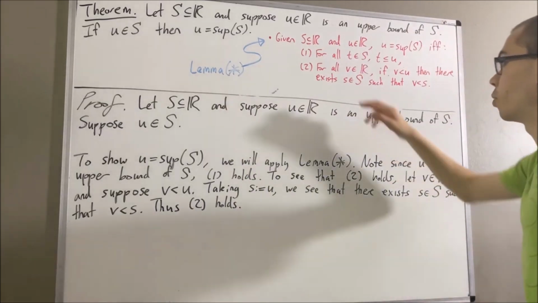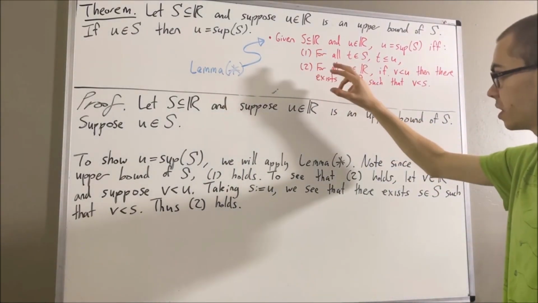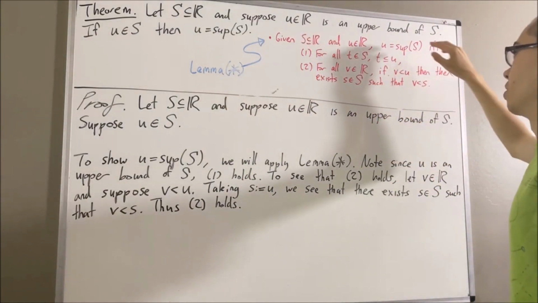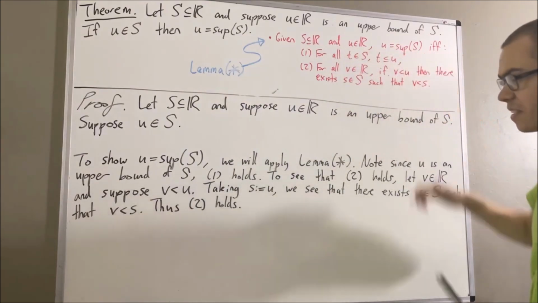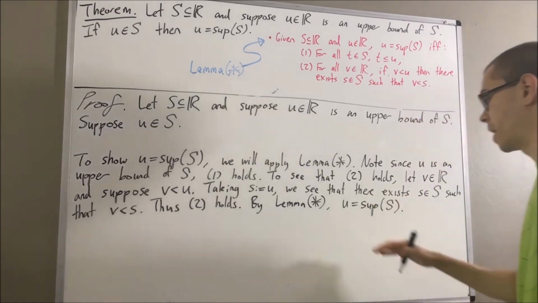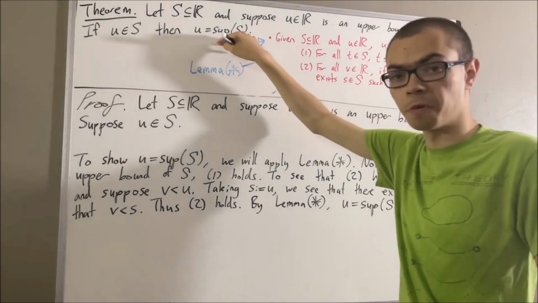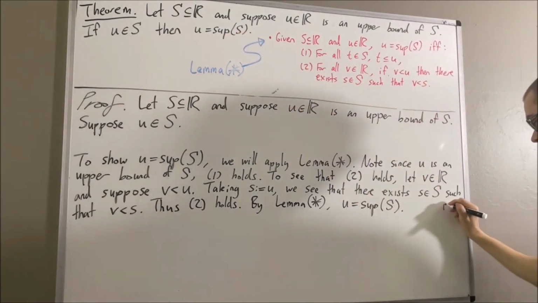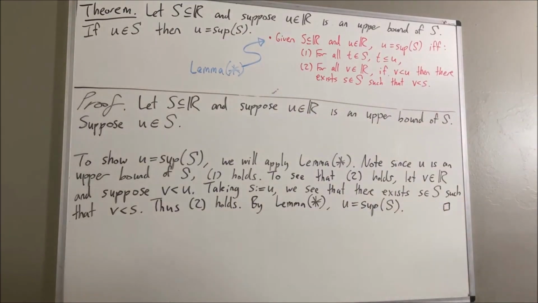So we have that both 1 and 2 hold, which means by lemma star, U is the supremum of S. And that is exactly what we wanted to show. So this completes the proof. And so yeah, that's pretty much it for this video.